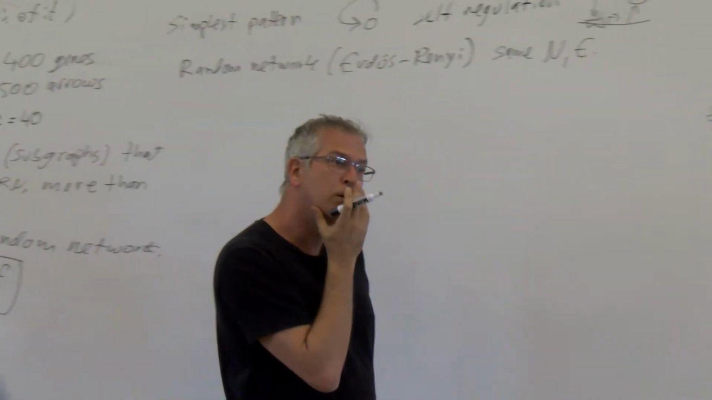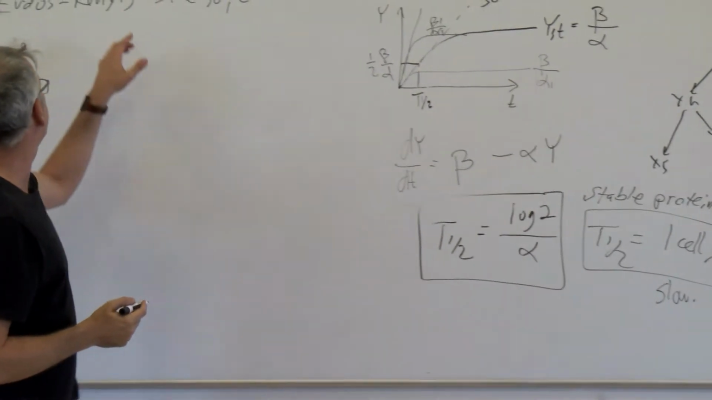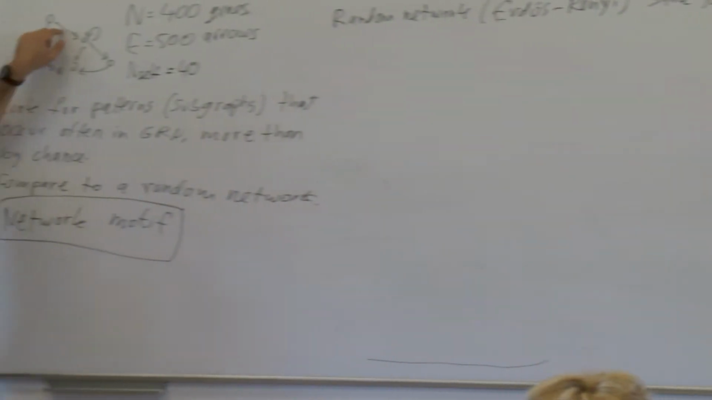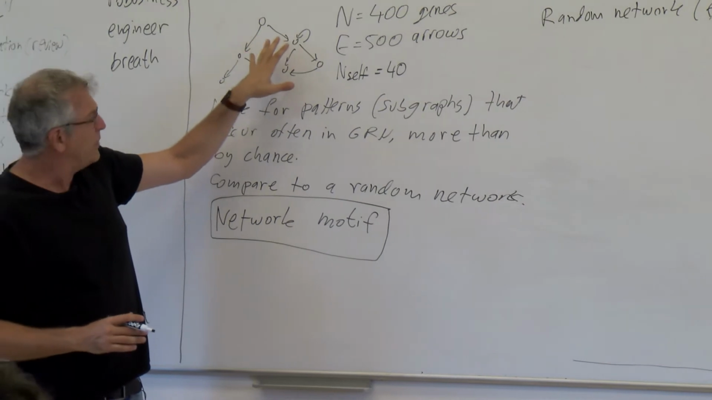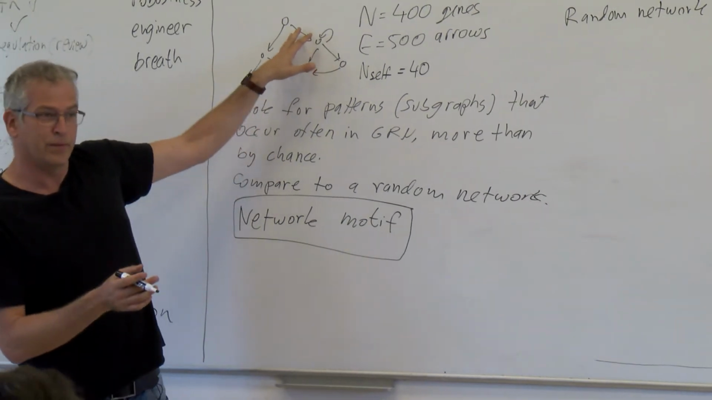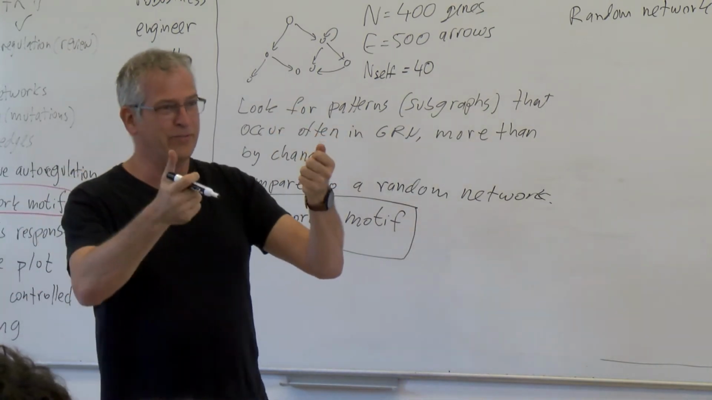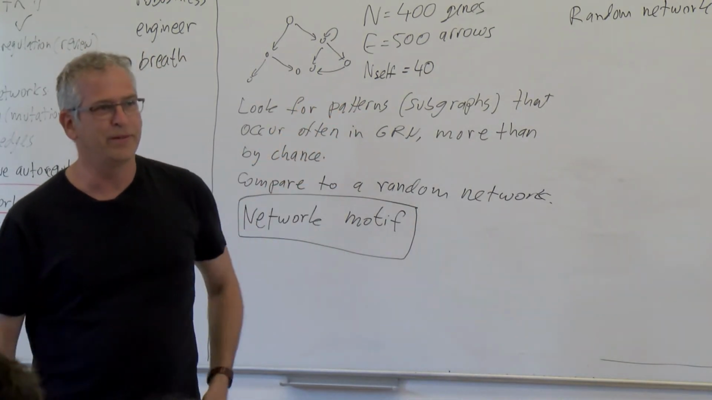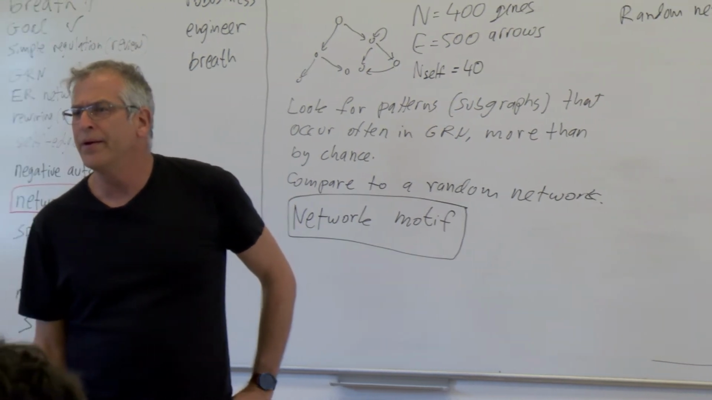For the random network, we don't make a difference between activating and inhibiting? So the question is, do we keep track of the activating or inhibiting signs, plus or minus? For right now, we won't, but of course you can. You can make a random network that has 200 positive arrows and 200 negative arrows, like this network has, about 50-50.